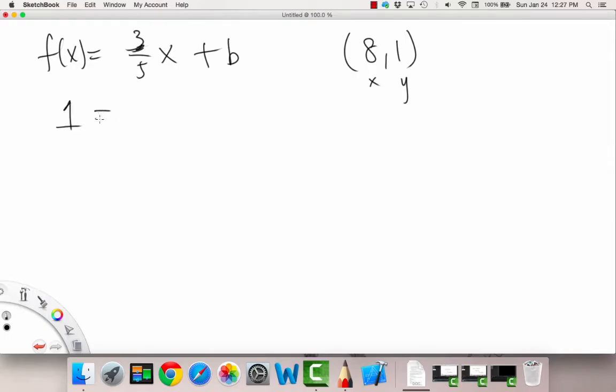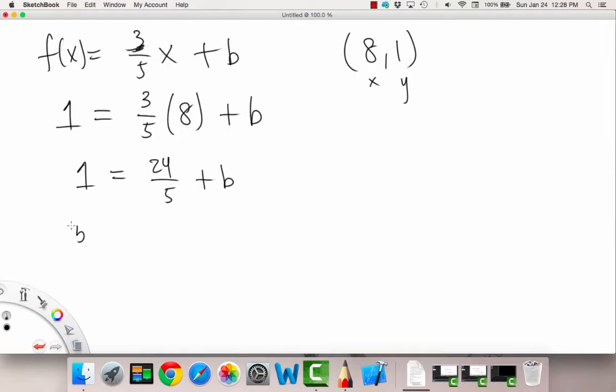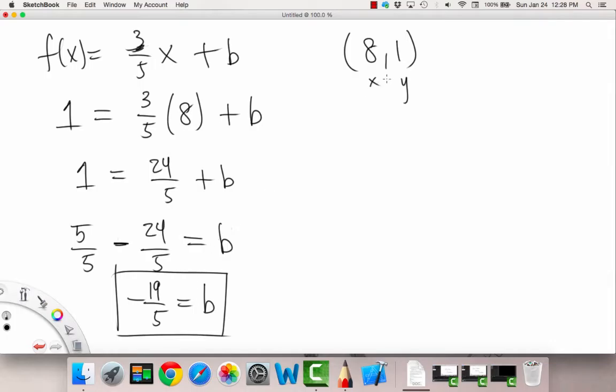We get 1 is equal to 3 over 5 times whatever our x value we're plugging in, plus b. Okay, we're just going to plug these in. So 1 is equal to 24 over 5 plus b. We're just going to subtract this fraction over. So we get 5 over 5, which is 1, minus 24 over 5 is equal to b. So then here we just get a negative 19 over 5, which is pretty ugly, but that will be the y-intercept. Okay, so there it is. We just solved for b by plugging in a point on our line that we already knew.